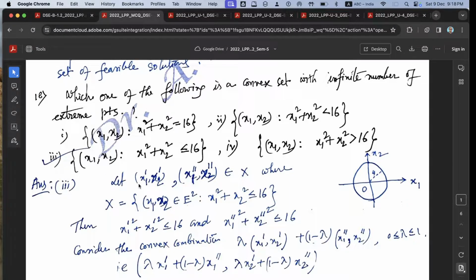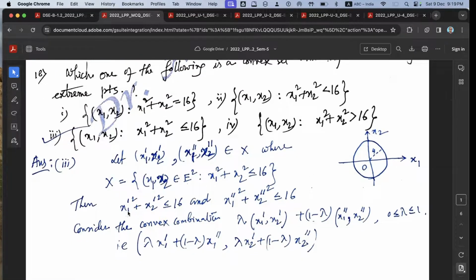Let (x1', x2') and (x1'', x2'') belong to the set X, where X is the set of all ordered pairs (x1, x2) belonging to the two-dimensional Euclidean space E2, such that x1 square plus x2 square is less than or equal to 16. So this is a circle centered at the origin with radius 4 units, and this is the interior and the boundary of this circle. This is the set X, a convex set.